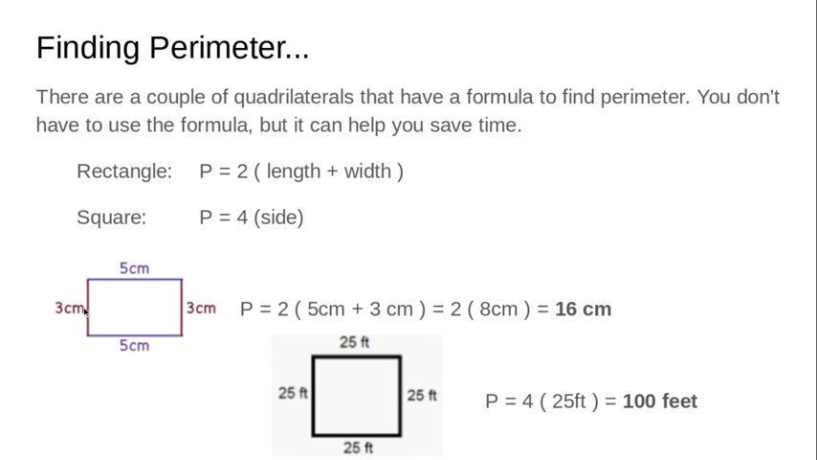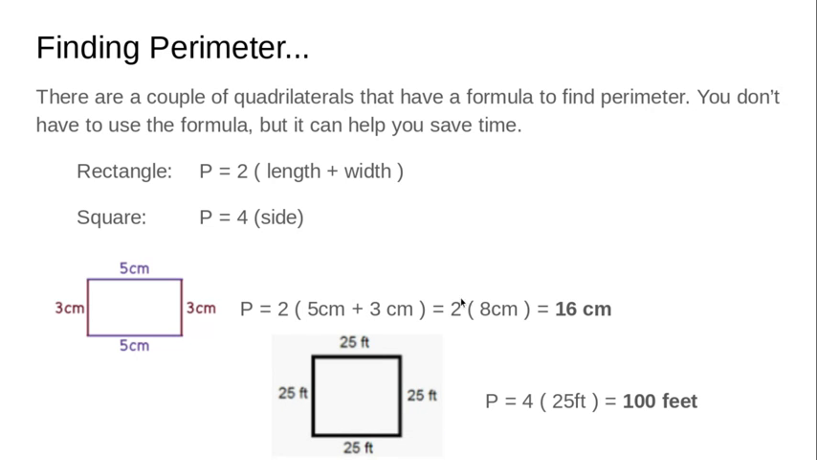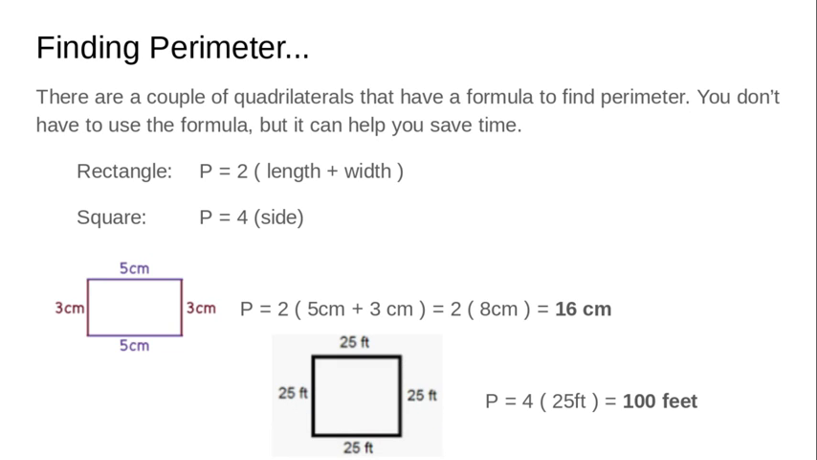So here in this rectangle, you could easily start up here and just do 5 plus 3 plus 5 plus 3, or because of the fact that they are each doubled or used twice, we can just add the 5 centimeters and 3 centimeters together and then double that. So 5 plus 3 is 8, and then doubled we would get 16 centimeters. And the square down here, we have 25 along each of the 4 sides, so we can just do 25 times 4, which is 100 feet.